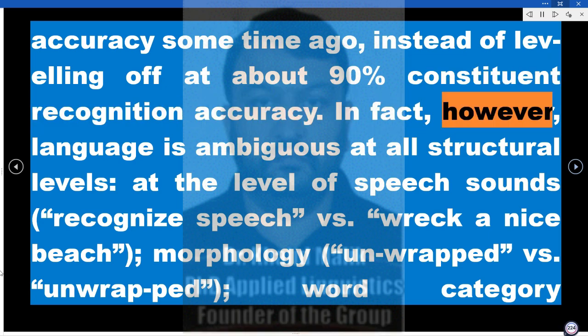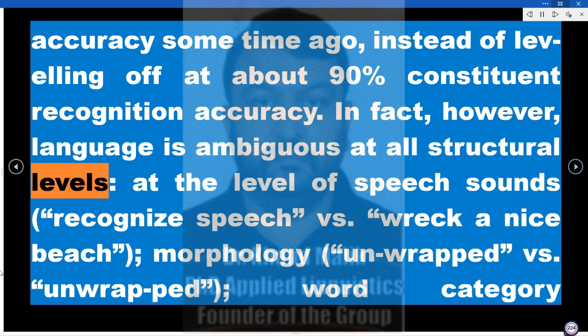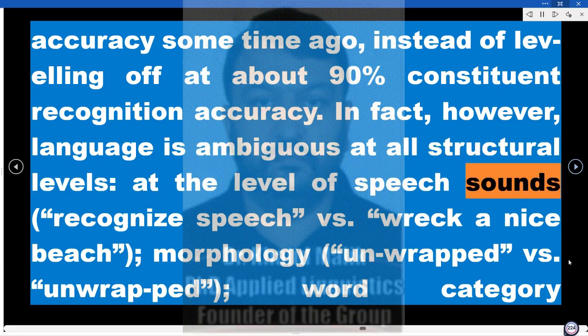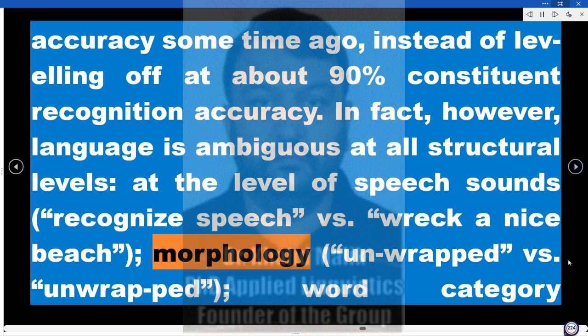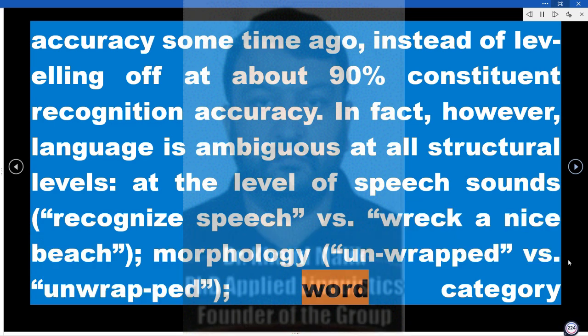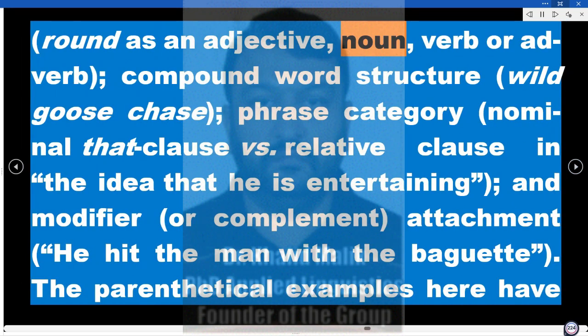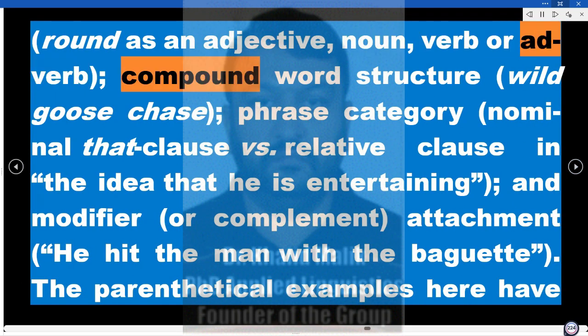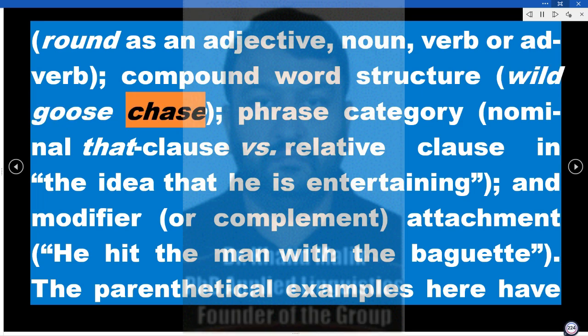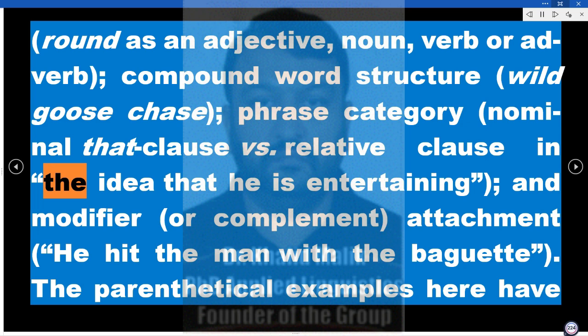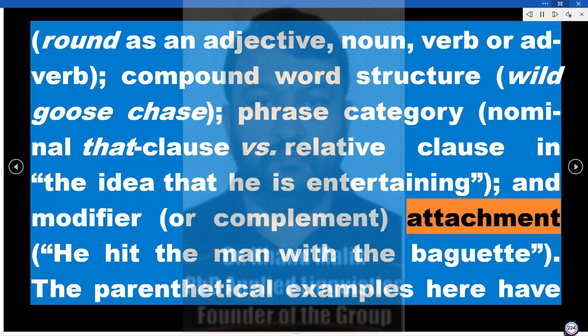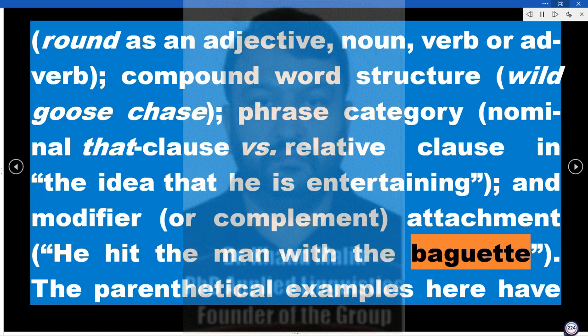In fact, however, language is ambiguous at all structural levels: at the level of speech sounds, "recognize speech" versus "wreck a nice beach"; morphology, "unwrapped" versus "unwrapped"; word category, "round" as an adjective, noun, verb or adverb; compound word structure, "wild goose chase"; phrase category, nominal "that" clause versus relative clause in "the idea that he is entertaining"; and modifier or complement attachment, "he hit the man with the baguette."